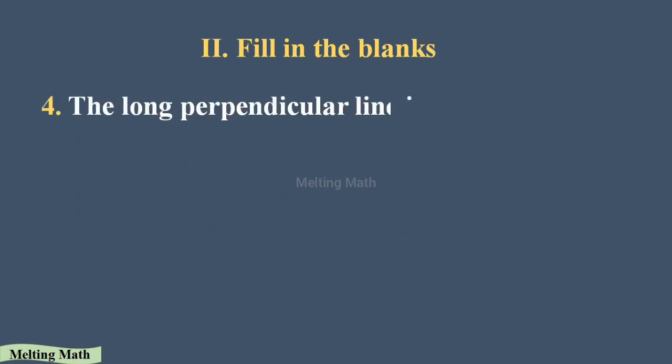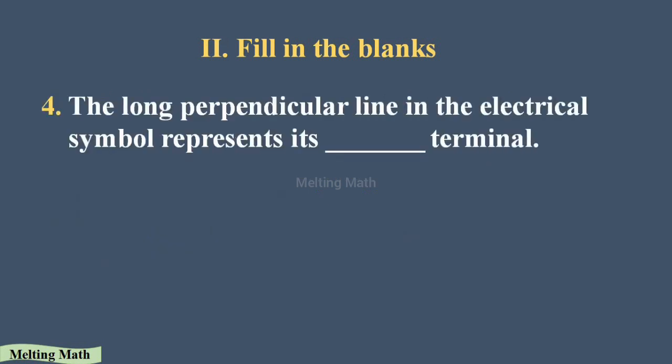The long perpendicular line in an electrical symbol represents its dash terminal. The long perpendicular line in the electrical symbol always represents which terminal? That's the positive terminal. Okay. Let's see the fifth one.